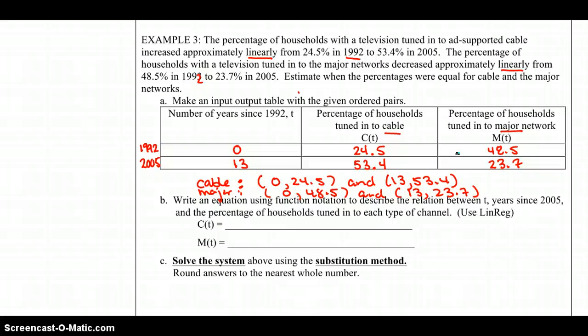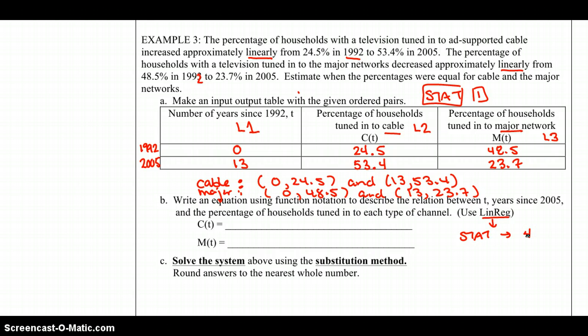So we go to Stat, 1 first, and we're going to put the t values in L1, the cable points in L2, and the major network points in L3. You may need to pause the recording while you get those points in your lists. Once we have those in our lists, we're going to use linear regression. To do that, we push Stat, right arrow, and 4.